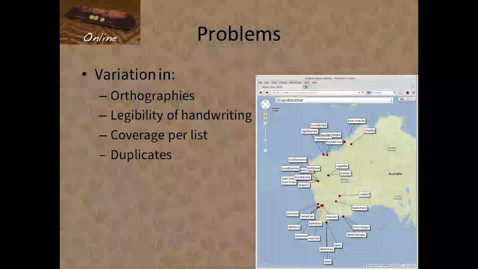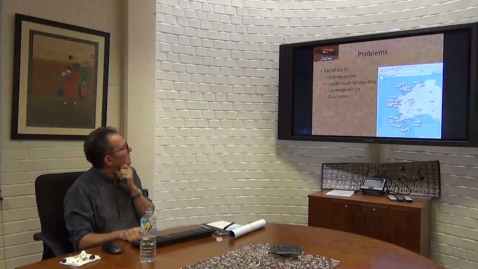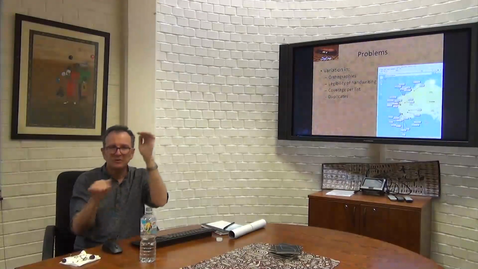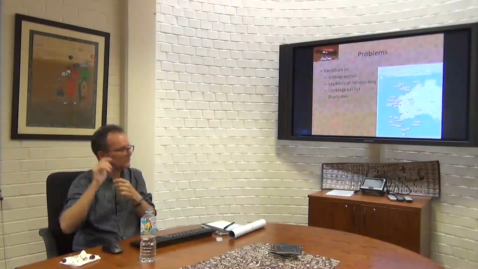And then there are a lot of problems with the list. The spelling systems that are used make it very difficult to do any comparisons. The legibility of the handwriting is sometimes very difficult, especially in the manuscripts. And as we've seen, there's different coverage per list, so some lists don't have very much. And even in the list that she sent out, she included duplicates. So the word for husband occurs twice in the list. When you're doing this automatic linking from words, when you get to husband, it starts getting a bit crazy because it's trying to find both versions, and we're fixing that at the moment.